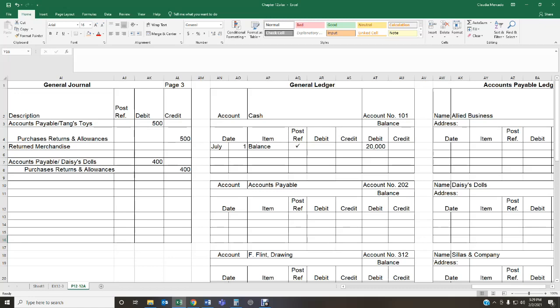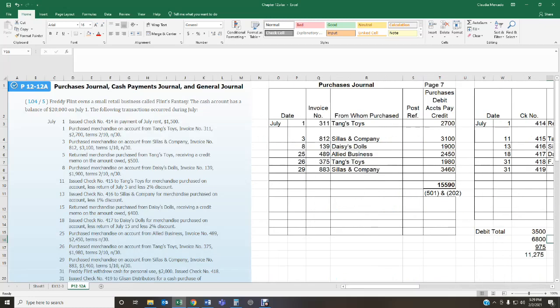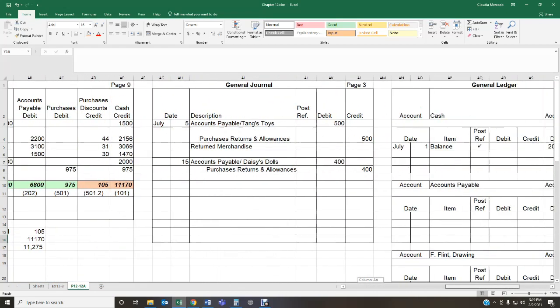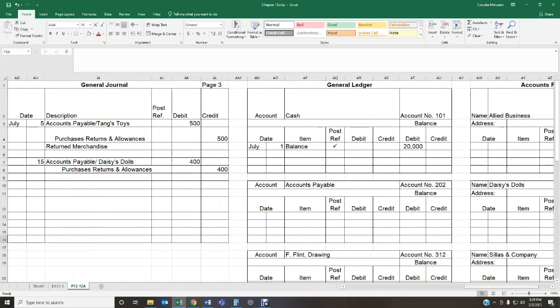Only one account had a beginning balance. The problem said the cash had a beginning balance of $20,000. So the cash account has a balance of $20,000 on July the 1st. Okay. So now we need to identify and locate all of the transactions that affect cash.